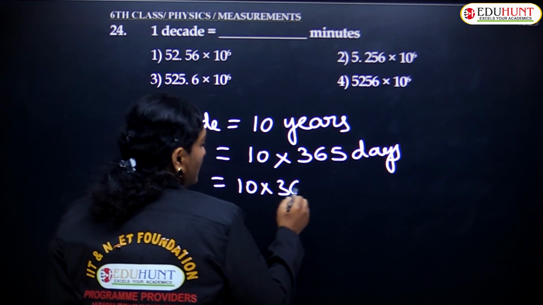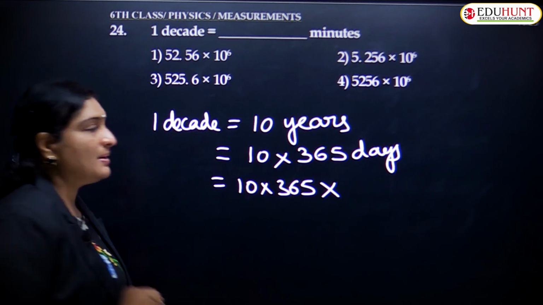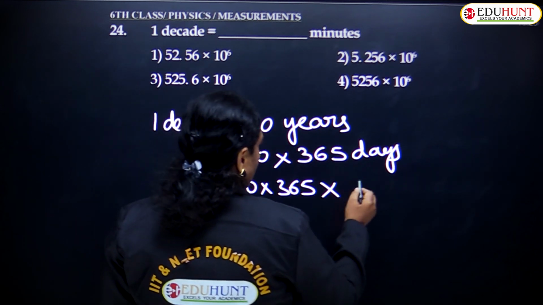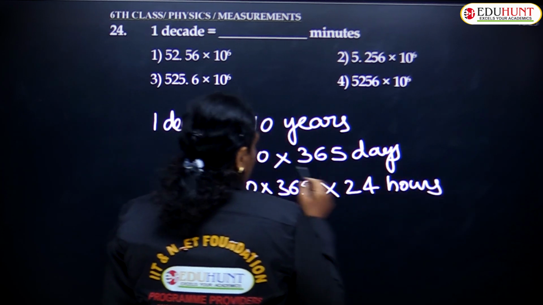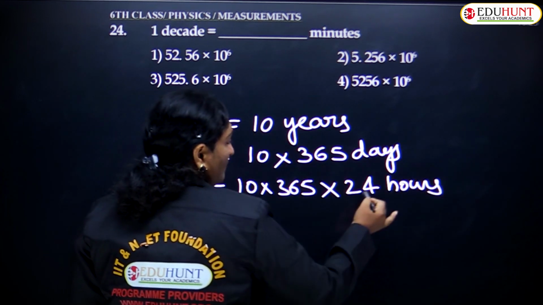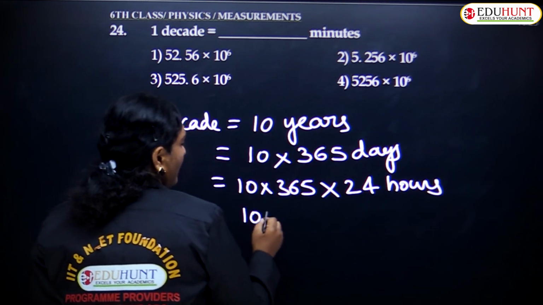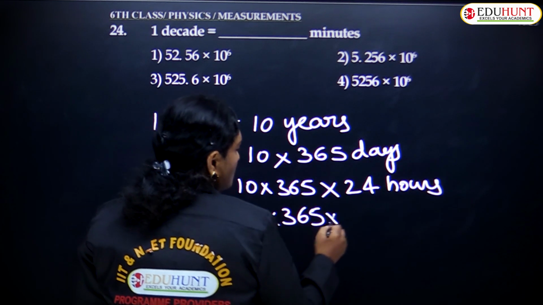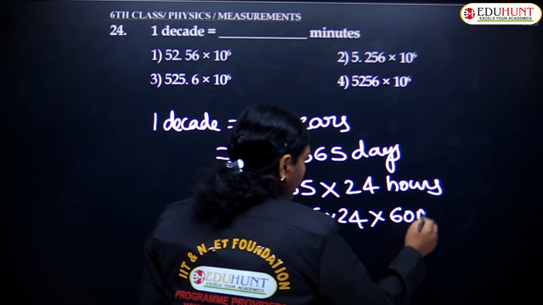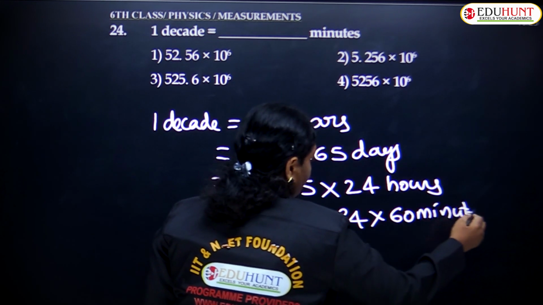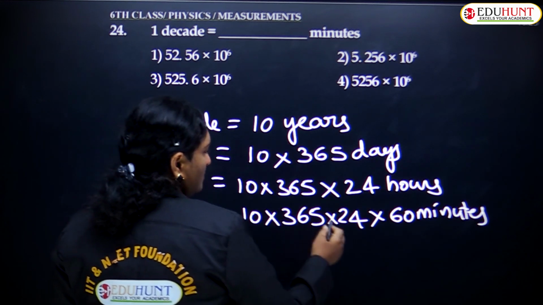10 into 365 into, I want to convert in minutes. Before converting into minutes, let me convert into hours. So 1 day, how many hours? 24 hours. So 10 as it is, 365 as it is, instead of day I write 24 hours. But I want the answer in minutes, so I need to multiply 10, 365, 24 with hours. 1 hour is how many minutes? 60 minutes. So if you multiply completely, 10 into 365 is 3650 into 24 into 60.